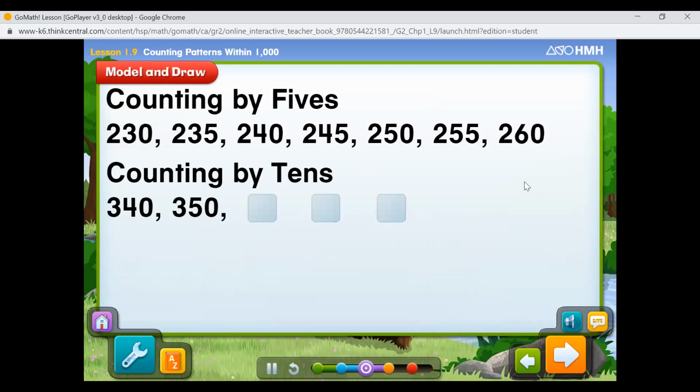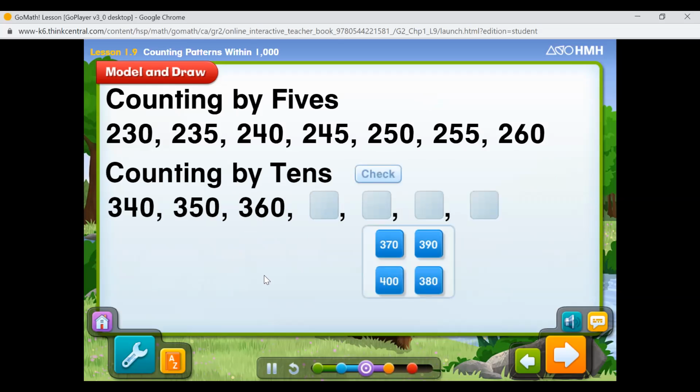Think about counting by tens. What digits will change as you count? As you say each number, it is 10 more than the number before it. Drag the numbers to the boxes to continue counting by tens. Then click Check.